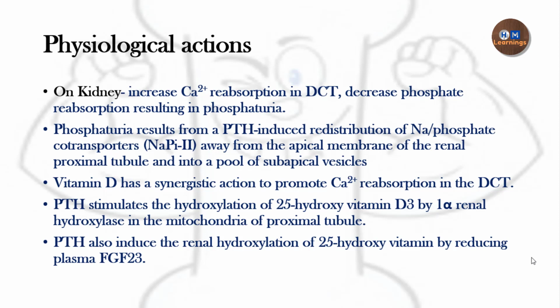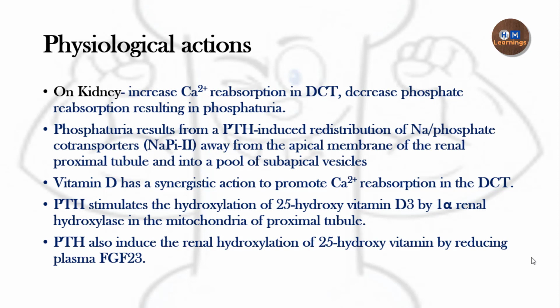But because of the PTH, there is a redistribution of these co-transporters, and instead of being present on the apical membrane, they are now present in subapical vesicles inside the cell. So this is how the reabsorption of the phosphate is inhibited, by not providing the transporter essential for its reabsorption. We also know that vitamin D has the same action as the parathyroid hormone on the reabsorption of calcium.